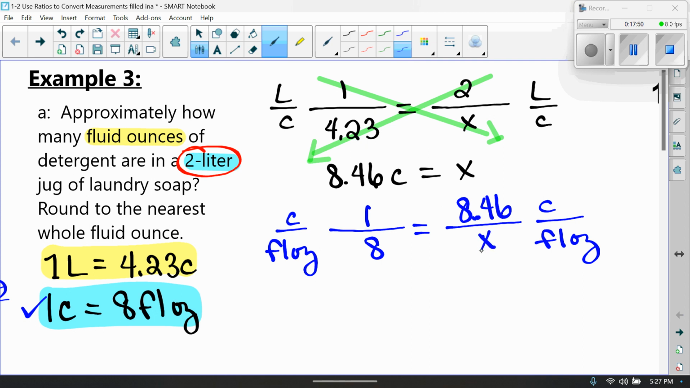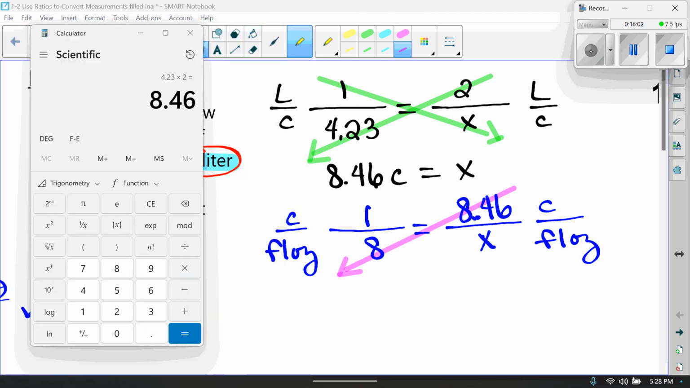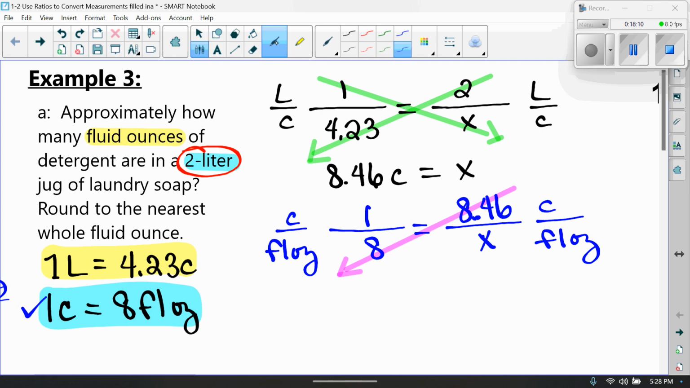Okay, so now we're going to cross multiply. On this side, when we multiply, we get 8.46 times 8, and that gives us 67.68. And then on the other side, we've got 1 times x, which is just x. So this is 67.68 fluid ounces.